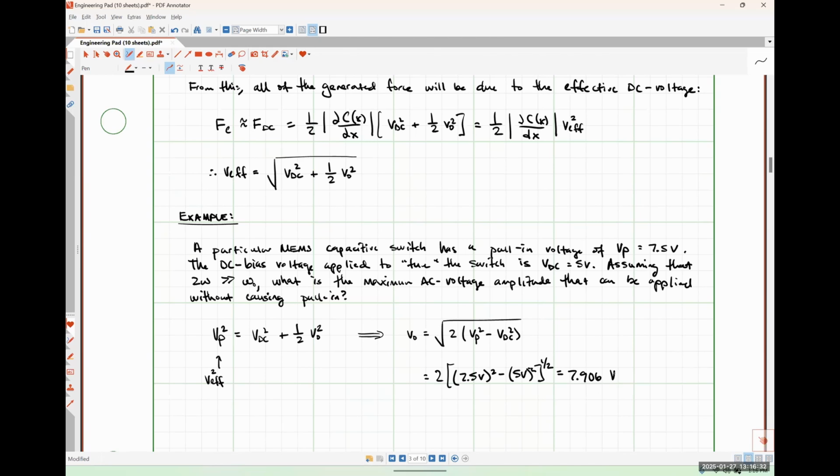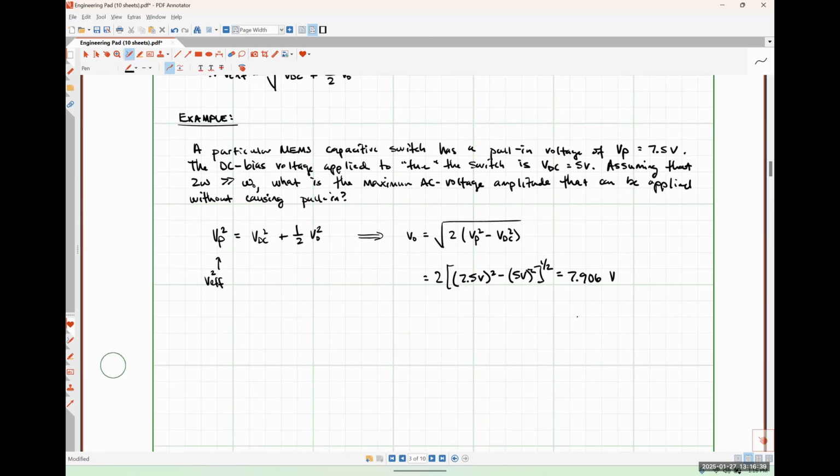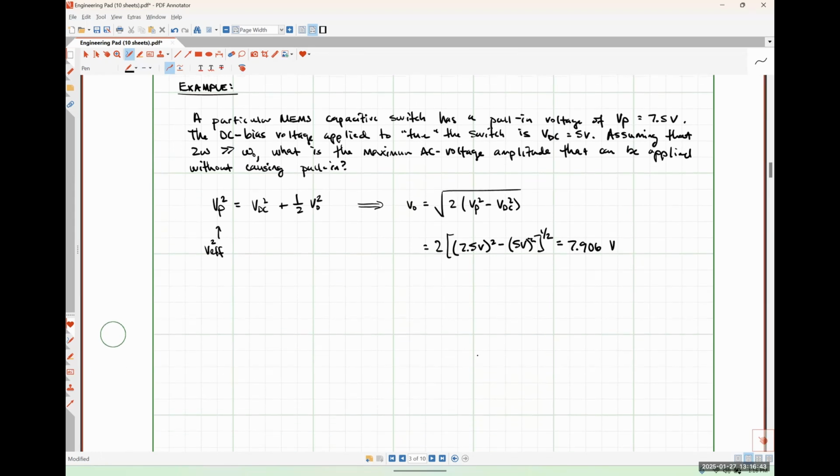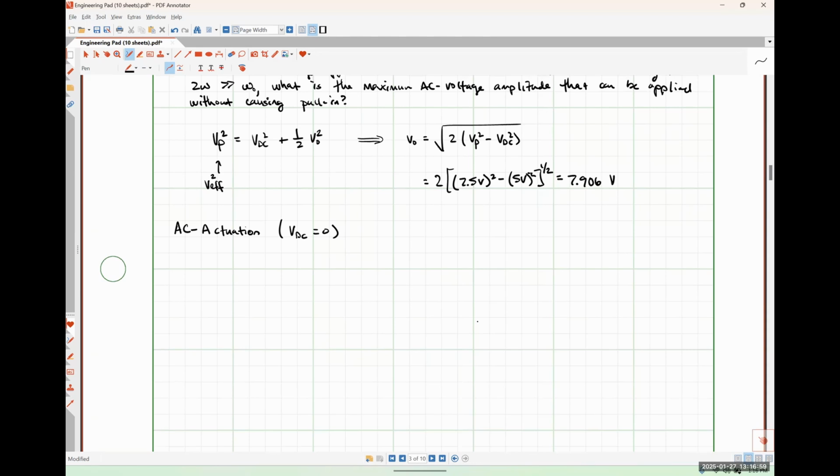All right, so the last thing that I want to talk about, so we are still going to wrap up a bit early today, but that's all right, is if we just had pure AC actuation. Okay. So I'm just going to make a simple note here. VDC is obviously 0 in this case.